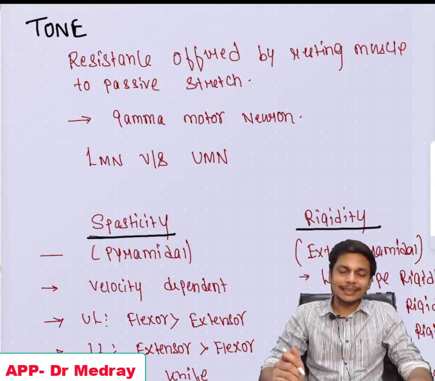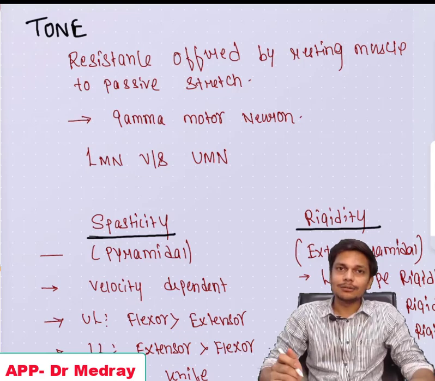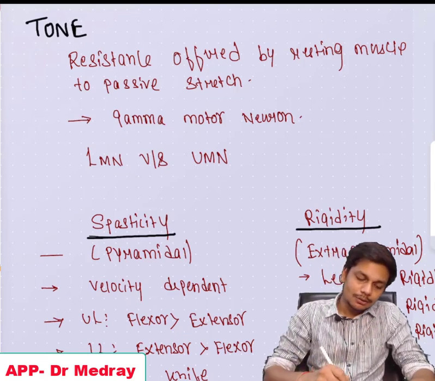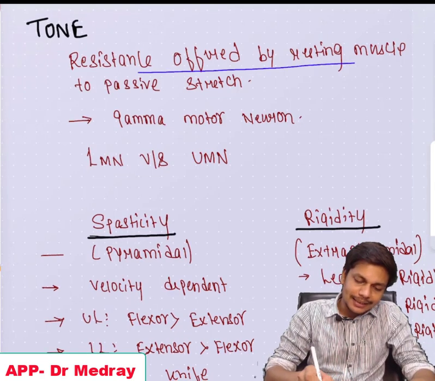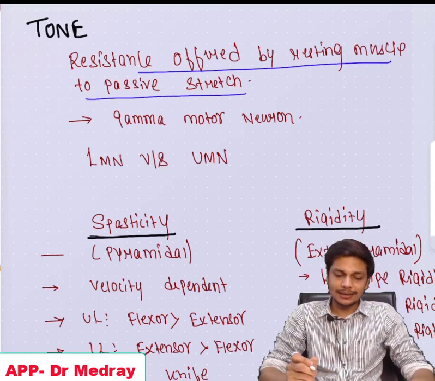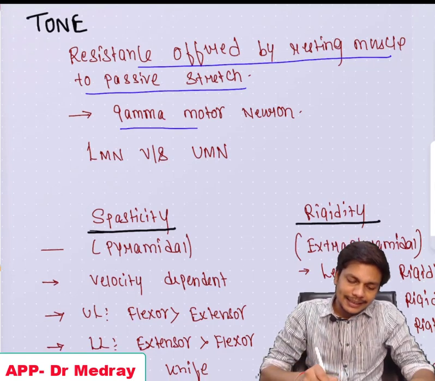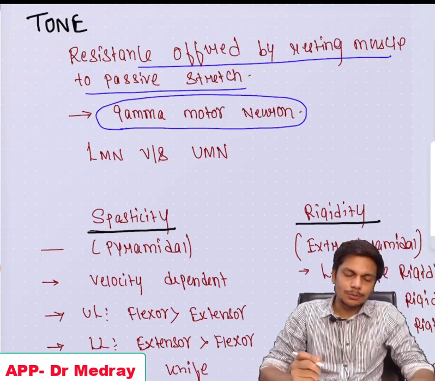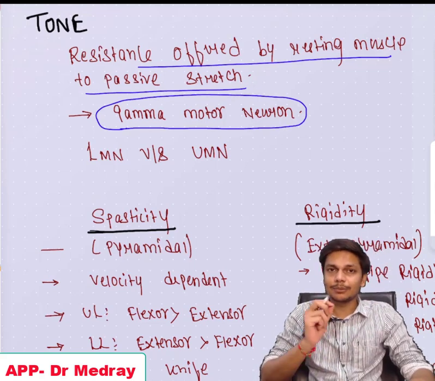So when the patient relaxes his limb and you try to move that limb and you get a resistance, that resistance is the tone of the muscle. It is the resistance offered by the resting muscle to passive movement or passive stretch. And as we have discussed in our previous video module, the tone is maintained by the gamma motor neuron.